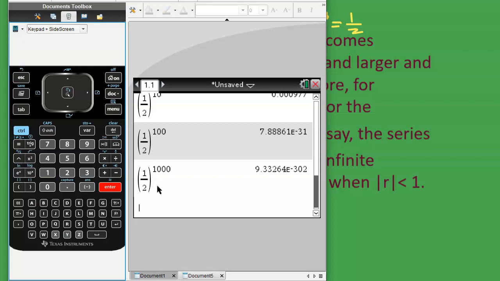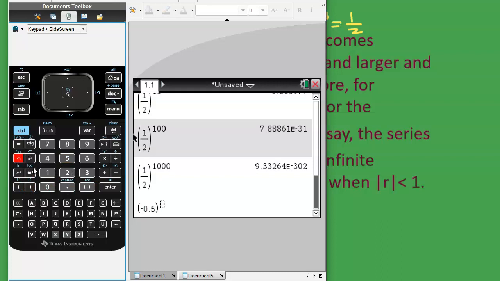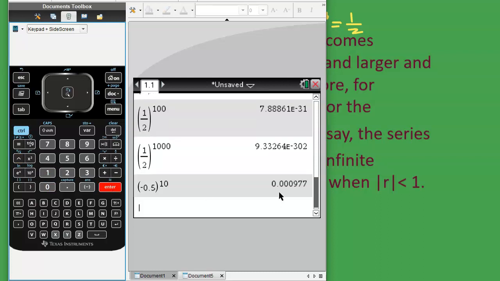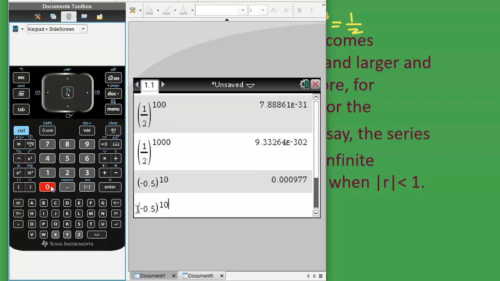What happens if r is less than 0? It is a negative number. Let us check. This time I am taking negative 0.5. I may take negative half, but it will take some more time. So it is negative 0.5 to the power of, I start with say 10. Next I take 100, negative 0.5 to the power of 100.